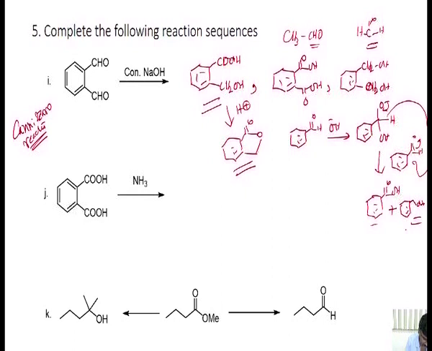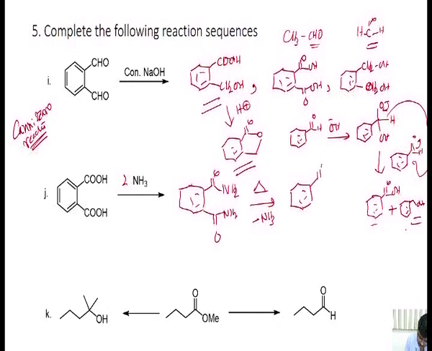Now let us look at this dicarboxylic acid with ammonia. Whenever you have the aromatic carboxylic acid, it can undergo condensation to give an amide. This amide, when you heat it further, can undergo further reaction to give an imide as the product. This is an important compound.